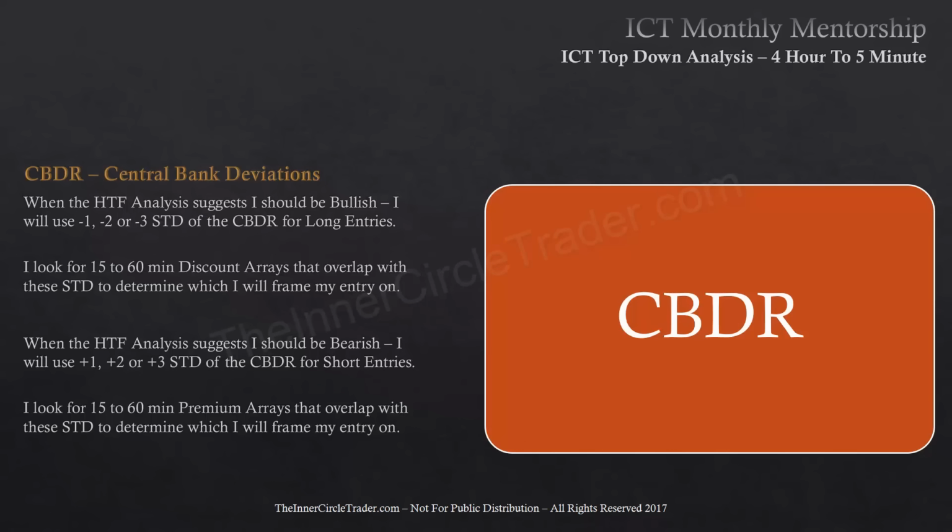So what I'm looking for is standard deviations in the form of 1, 2, or 3 higher when I want to go short, but I'm not just simply selling short on 1 standard deviation or 2 standard deviations or 3 standard deviations up. I'm looking for a premium array, if I'm bearish, on a 60-minute time frame that will overlap with that same standard deviation. So it's a matter of blending. I don't just indiscriminately add 1 or 2 deviations and say, okay, I'm going to go short there. I'm looking for a 60-minute, less than 4 hour, or a 15-minute premium array.